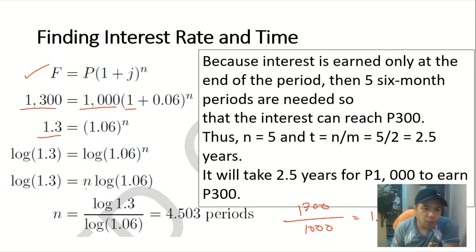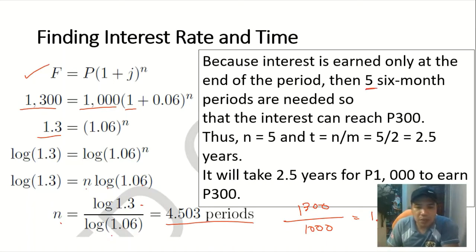n equals the logarithm of 1.3 over the logarithm of 1.06, and that will give us 4.503 periods. So we need a whole number to complete the period, so we will assume 5.